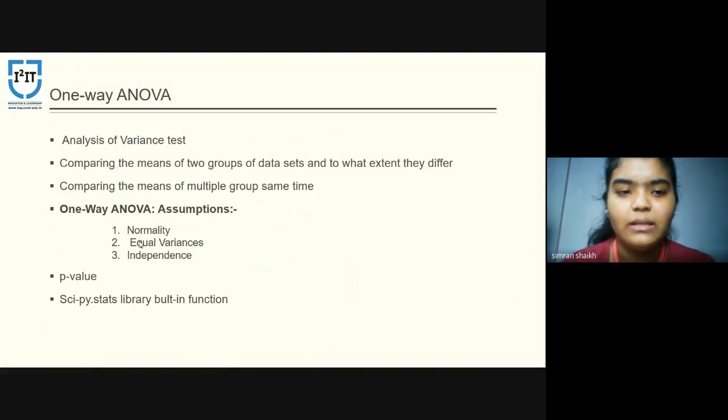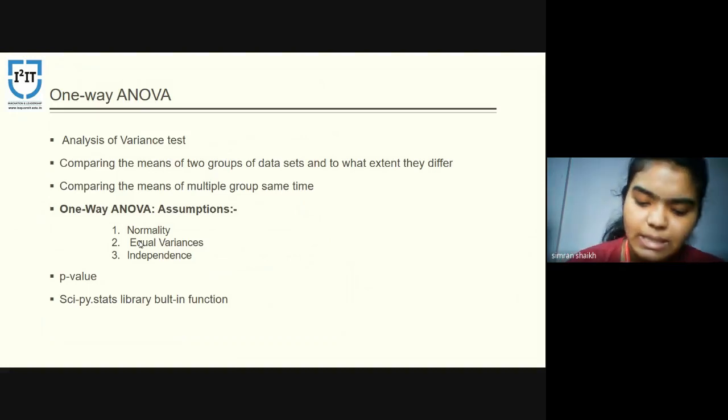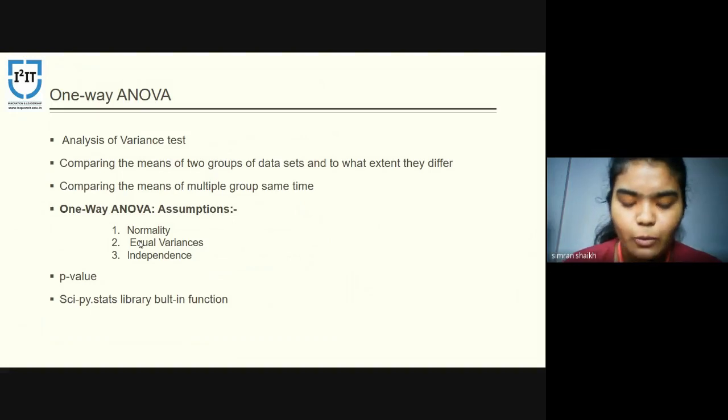Now there are some assumptions that need to be followed whenever you are going to do an ANOVA test, or any test. As you can see on the screen, the first one is normality. So what does normality mean? Each and every data set should be drawn from a normal distribution.